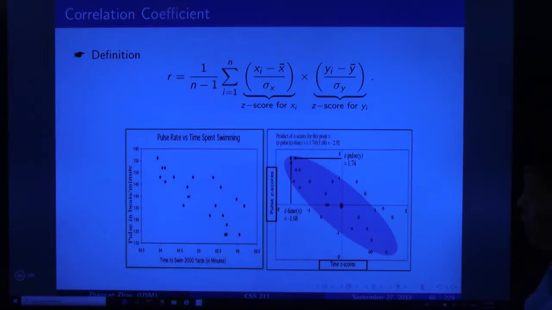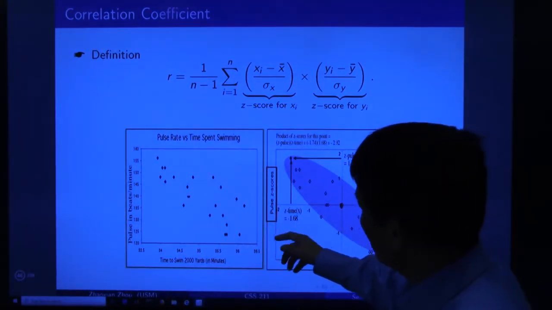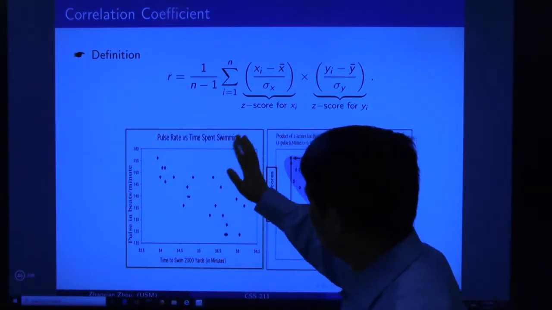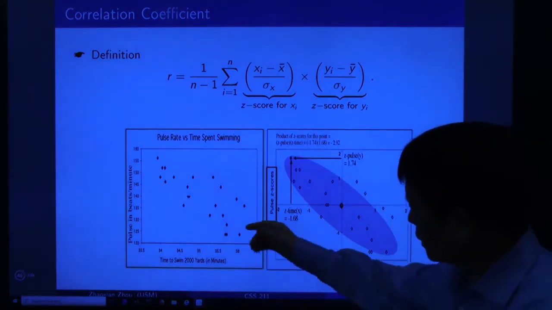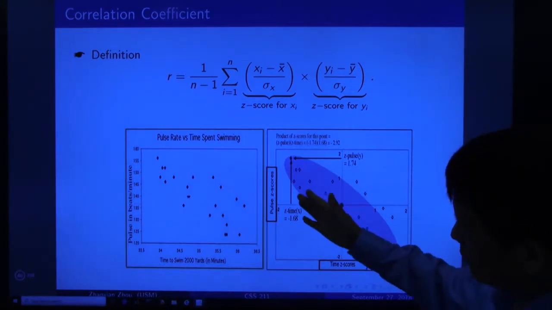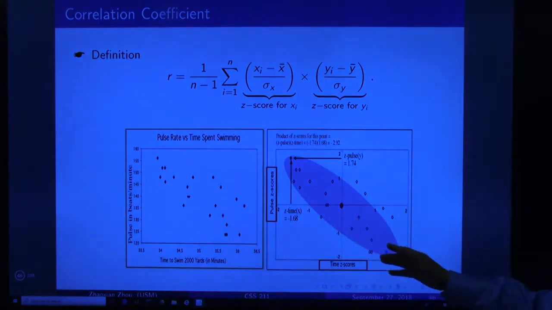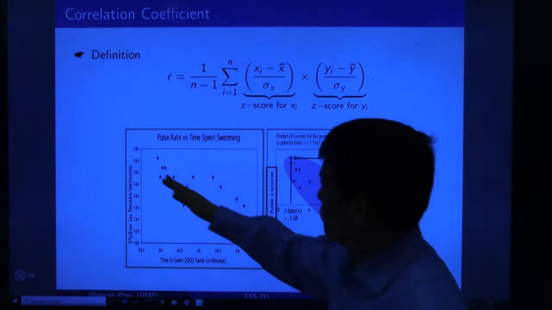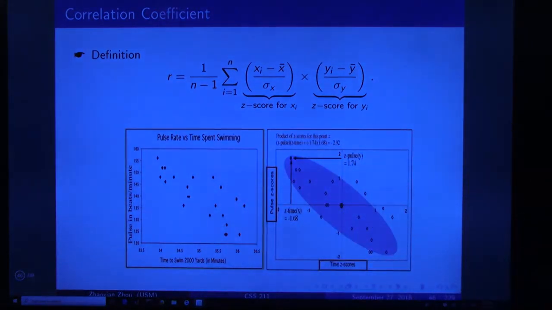If we are given two sets of data, we can plot them with a scatter plot. This is one example. All the data sets are plotted with these blue dots. We can see from this scatter plot that the form is linear, like this, and the direction is negative. That's because the slope of the straight line is negative.